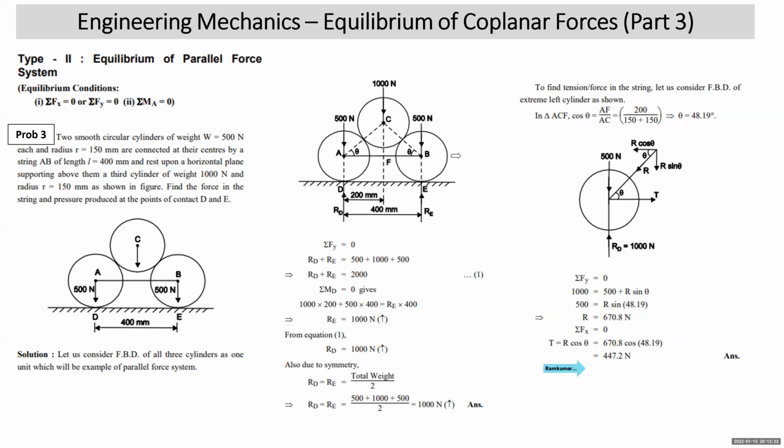Again, I repeat that this problem could have been solved easily in type 1 also. But my intention of taking it in type 2 is so that you get the idea that common reactions do not come into consideration if you take the cylinders together. Also, I wanted you to understand tension in the string will not come into consideration if the string is intact in the system. String has not been cut in the system. All right.